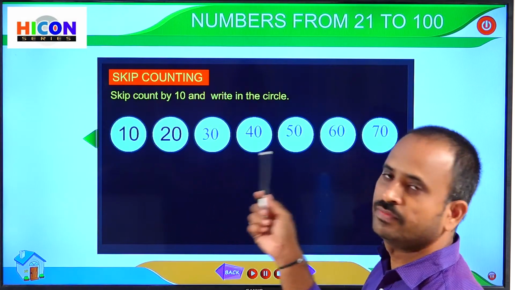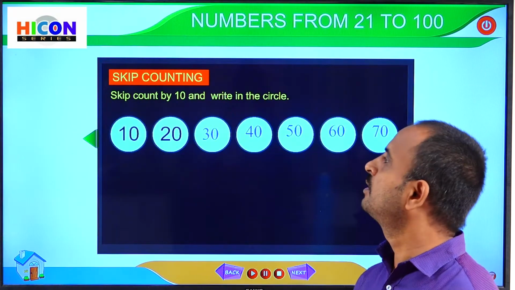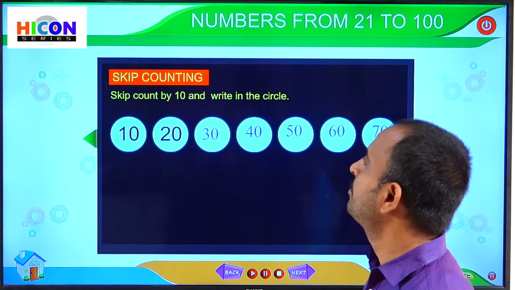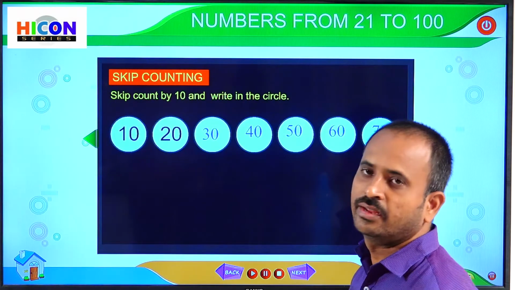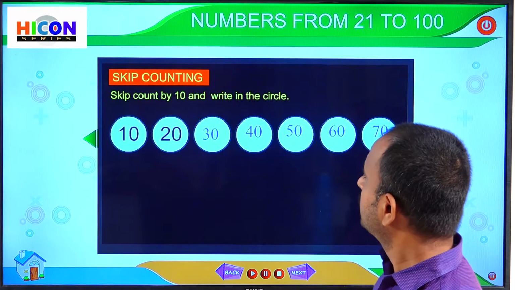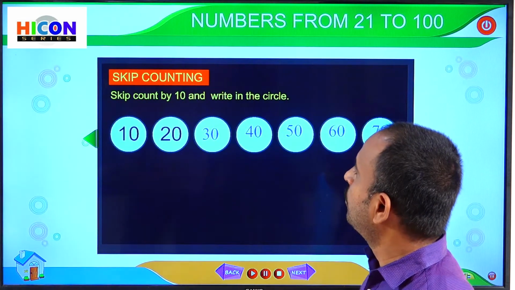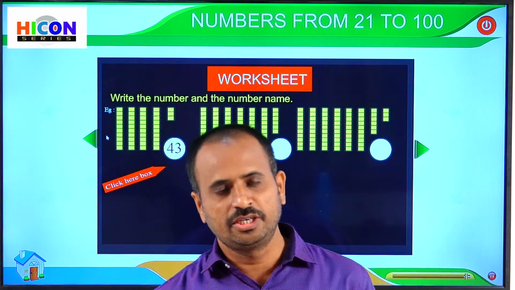So children, in this way we can continue this addition. So by adding 10 to each number, this is called skip counting. So let us practice problems on this skip counting, children.